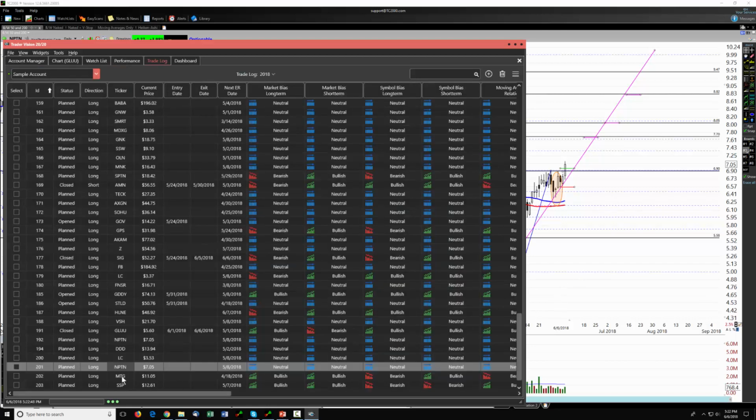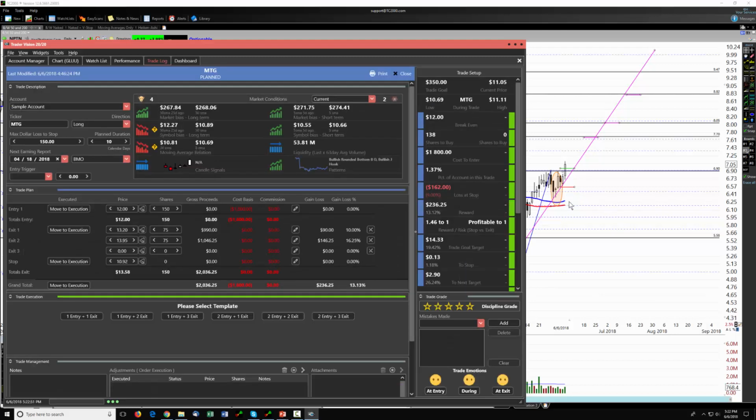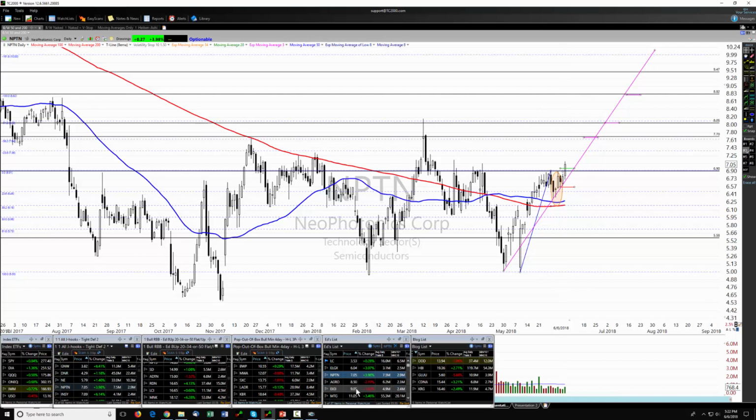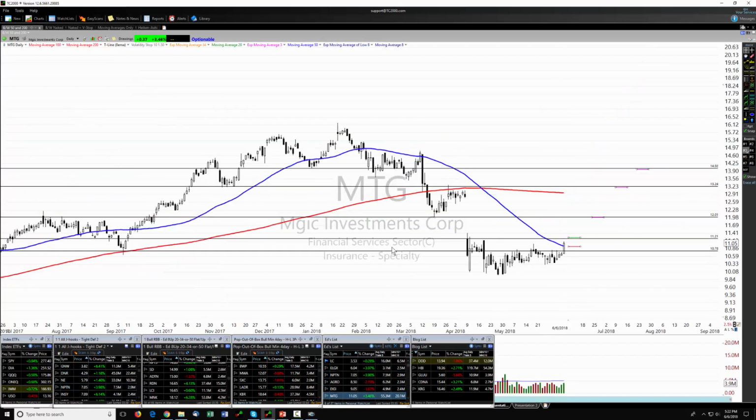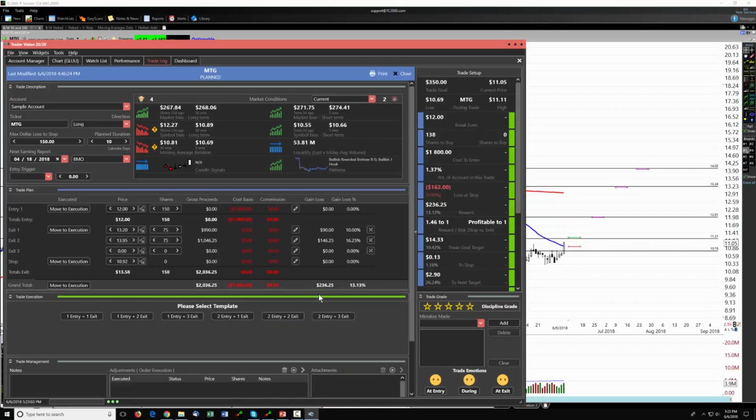MTG was another one that I looked at, and Scripps as well. Yeah, MTG, while I like the chart, I just couldn't put together a good trade here that gave me enough of a winning proposition. So just can't do it.